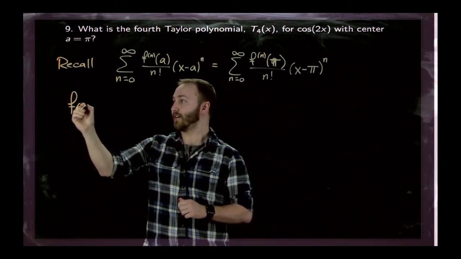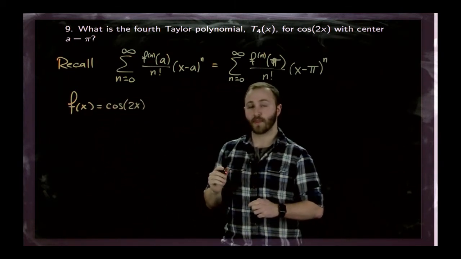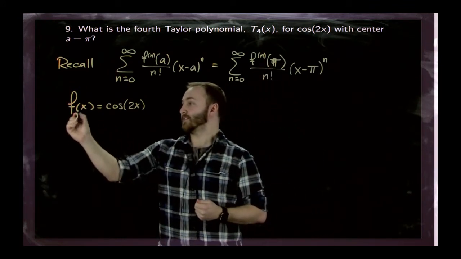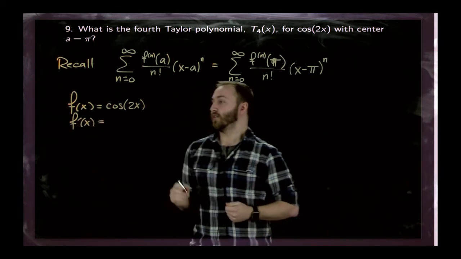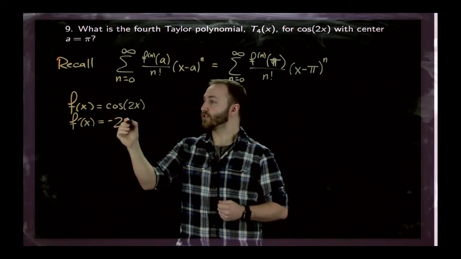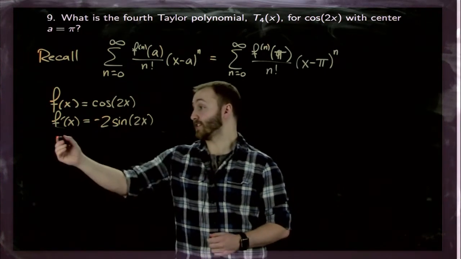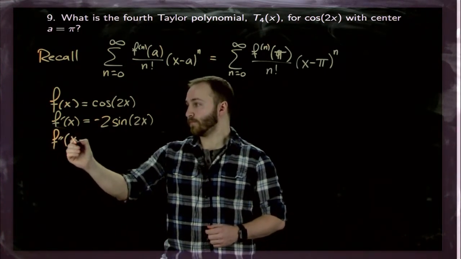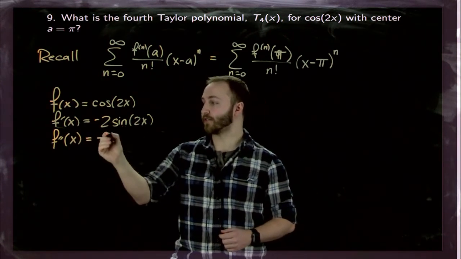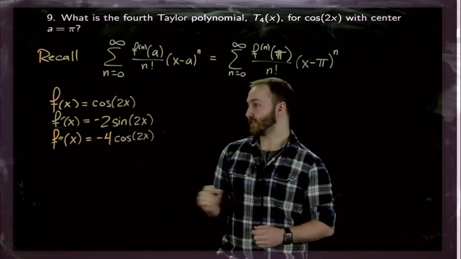So our original function was cosine of 2x. And now we need to calculate 4 derivatives to get the n equals 0 through n equals 4th term. So the first derivative would be, let's see, derivative of cosine is negative sine. So we're going to get a negative 2 sine of 2x. Now the second derivative of f is, well, the derivative of sine is positive cosine, so the negative sign is going to stay around, and we get another factor of 2 outside, so we get 4 cosine of 2x.